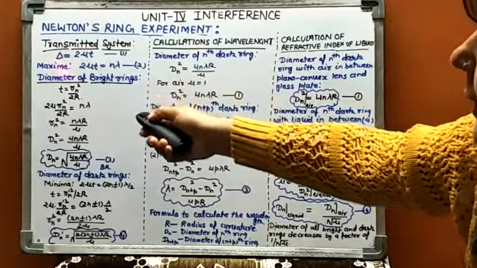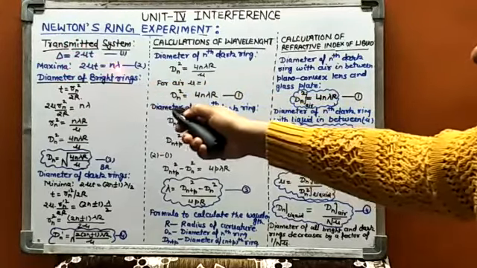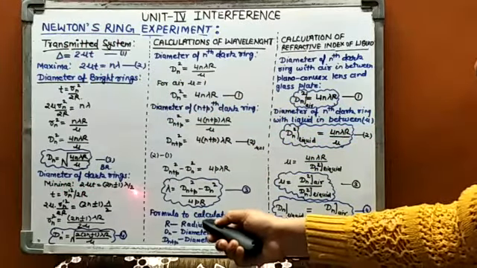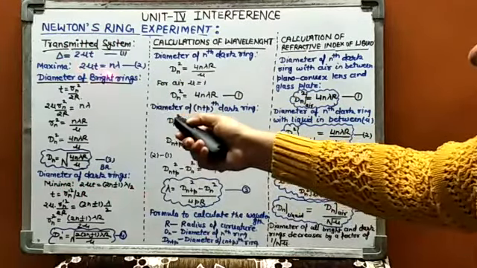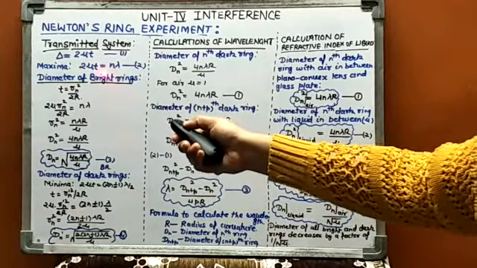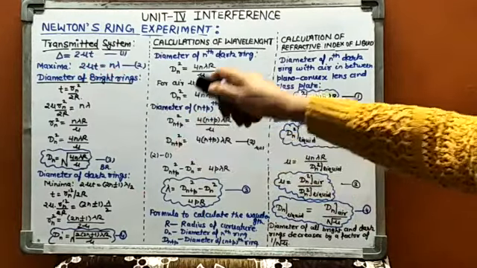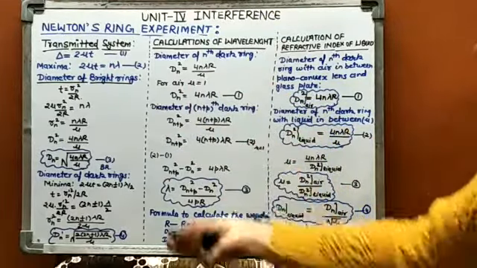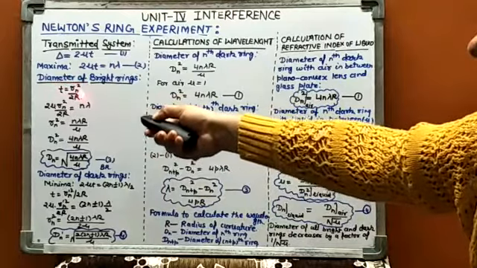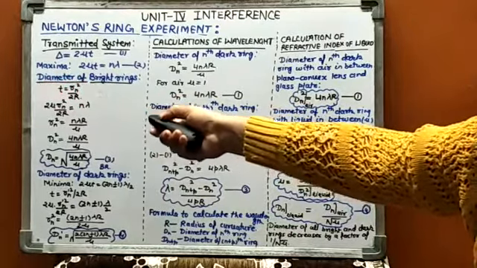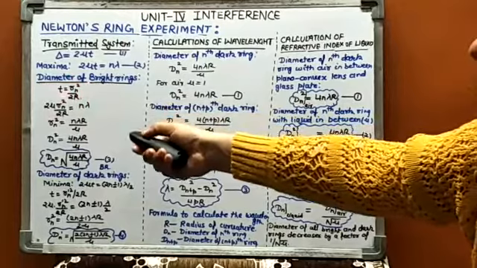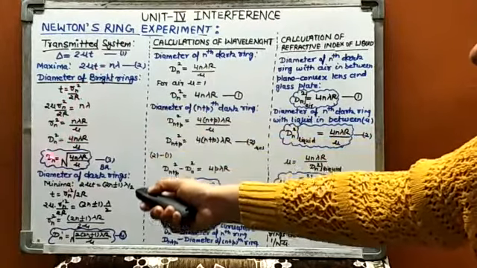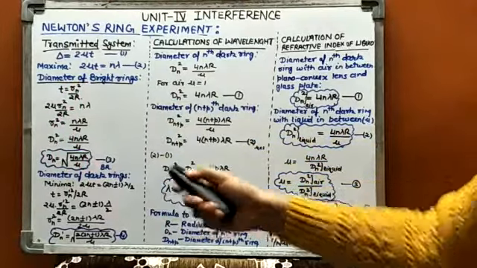You also know that in the transmitted system, the condition of maxima is this, and the condition of minima is given by this. These conditions are just opposite to those of the reflected system. So the method is the same as for the reflected system. First, we will find the thickness of the air film for the nth bright ring, which will be Rn square upon 2r. Then we will substitute this value of t in the condition of maxima, solve it, and find the diameter of the bright ring.